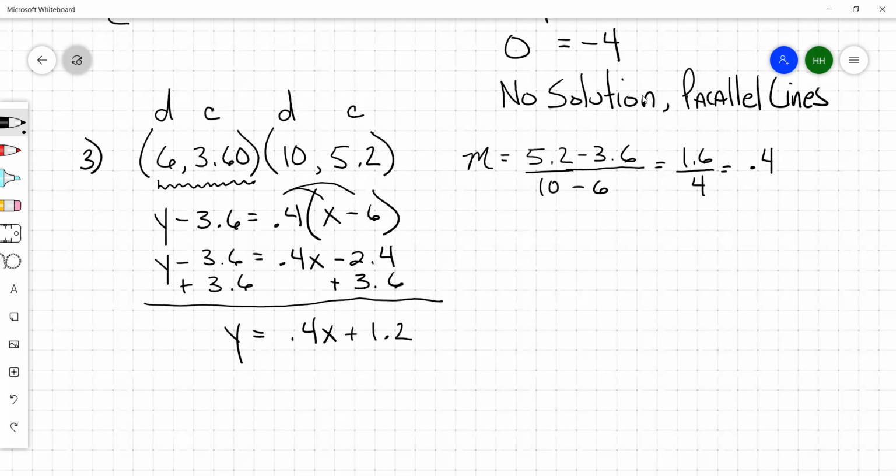Now, I used x's and y's. You can go back here at the end and say that c is equal to 0.4 times the distance plus 1.2. Because the cost depends on the distance, right? The cost depends on the distance.